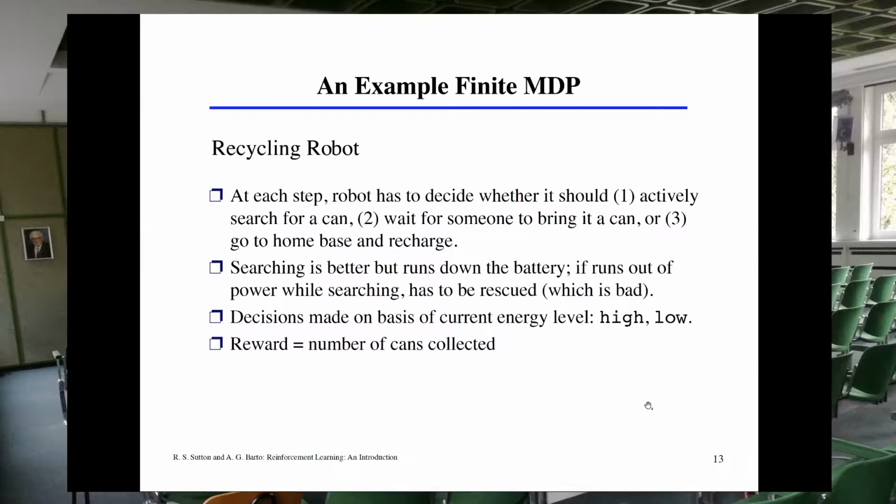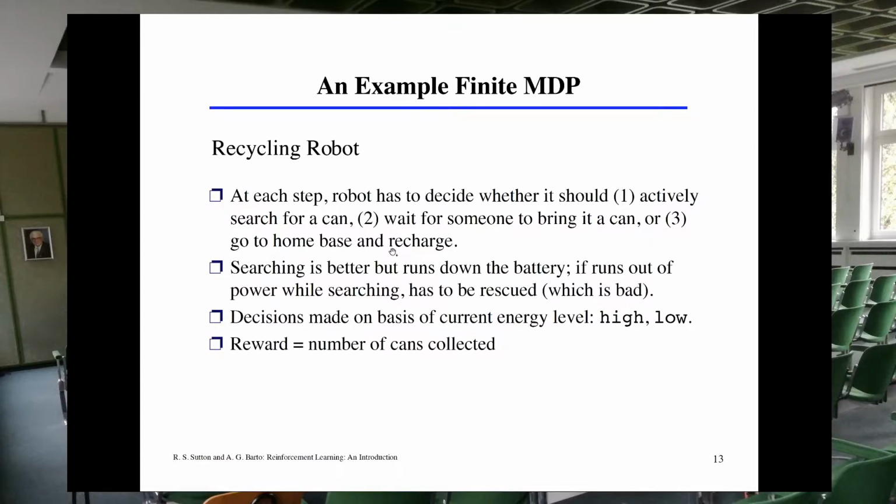Let's talk now about a specific example of a finite MDP in which we can analyze each of the elements that we have been talking about. This is the recycling robot problem. Imagine that you will program a robot that will move around a university campus, for example, and the goal of the robot will be to collect as many soda cans as it can.